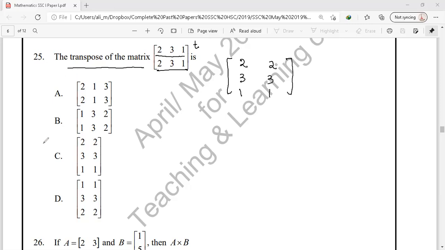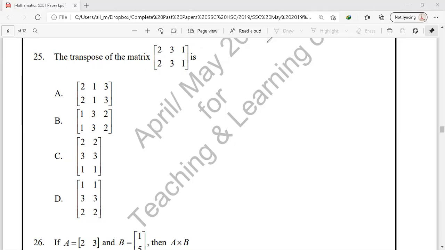Let's see question number 25. In question number 25, we have to take the transpose of this matrix. So recall our method of how we calculate the transpose. The method is that we can replace either rows by columns or columns with rows. So we have the first row, so we will make this a column: 2, 3 and 1. Similarly, we have the second row, we will make this a column: 2, 3 and 1. So for question number 25, we have the correct option in option number C.